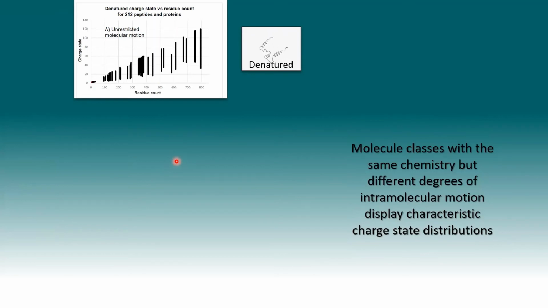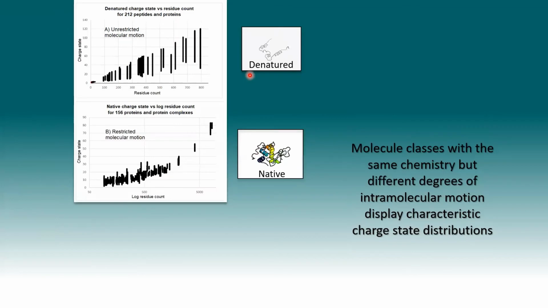Here we have denatured protein, and what we've done is we plotted the charge state against the residue count, and you can see we have a distribution of charges for any particular protein. So this is a denatured protein with unrestricted molecular motion. If we compare that now to a native protein, native proteins have restricted molecular motion. So here we can see that the charge state distribution is much, much narrower.